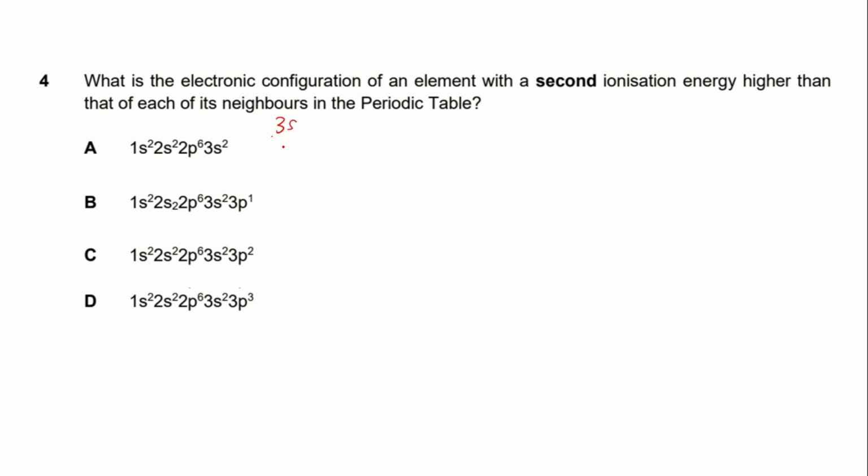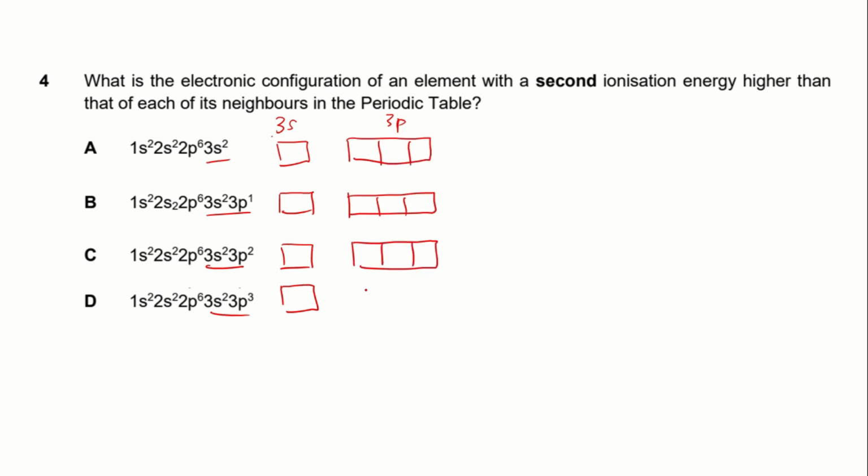3s orbital. All the valence electrons are in shell number 3. That's why I'm going to show only the 3s and 3p electron-in-box diagram. Now, element A has 3s2 valence electronic configuration, so 2 electrons in the 3s orbital. For element B, 3s2, 3p1.